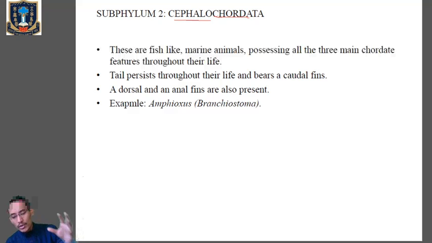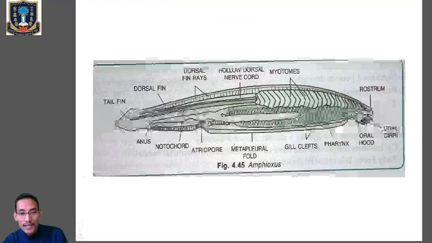Okay. Number 2, we can say that the tail persists throughout their life and they bear a caudal fin, and dorsal and anal fins are also present. So let's see the examples. We have got Amphioxus, which is also called Branchiostoma. Okay, let's see the figure. So we have said that the tail persists throughout the life, and it bears a caudal fin also.